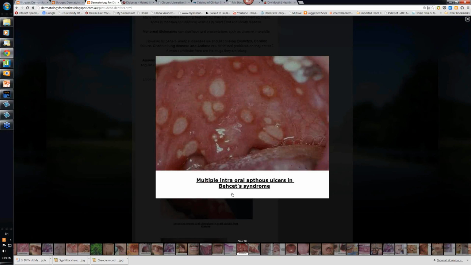Remember, it's a syndrome. Behçet's has involvement of the mouth like this, involvement of the eyes, involvement of the joints, involvement of the genitals with ulcers there as well. And there are some skin manifestations too.